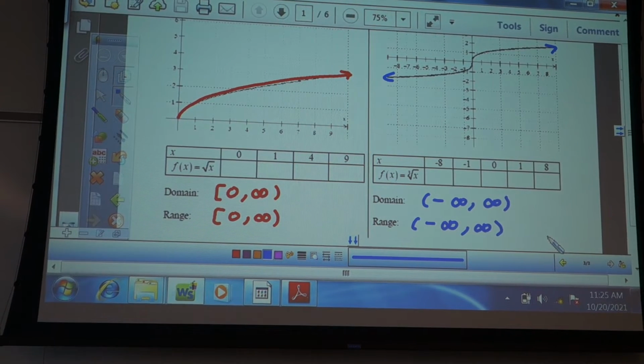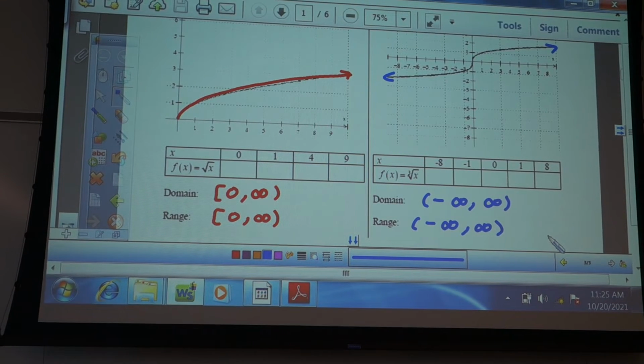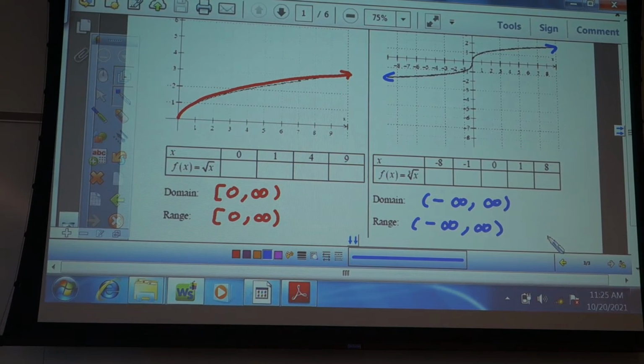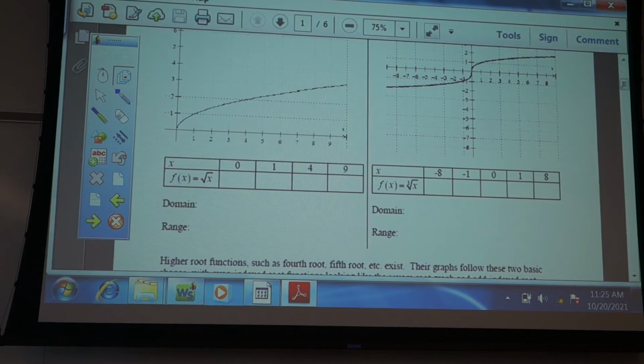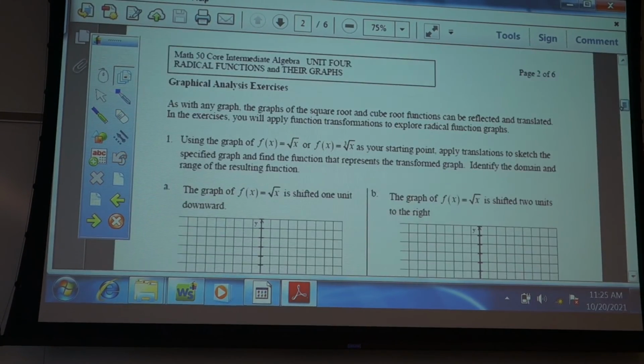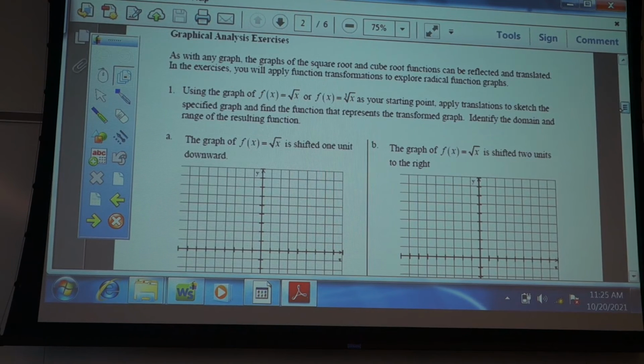All right, so like I said, this page is sort of like your Bible. You're going to be referring back to it several times this whole unit, and for the final.